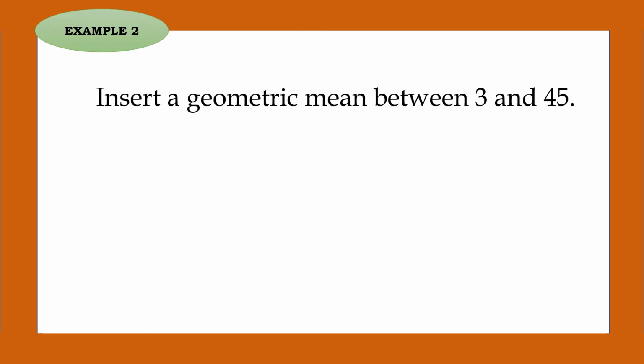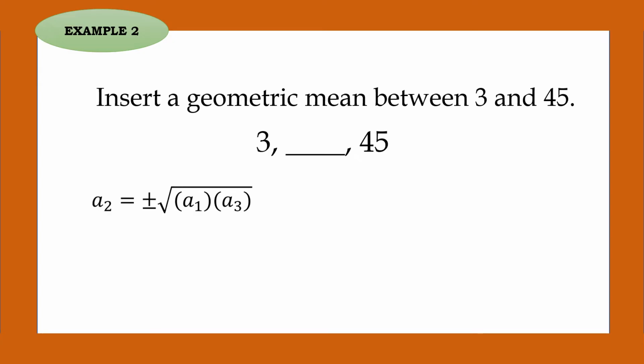Let us deal with the second example. Insert a geometric mean between 3 and 45. So in order to obtain the geometric mean, we just need to use the formula a sub 2 equals positive or negative square root of the first term times the third term. We just need to substitute the values of the first term and the third term, and that is positive or negative square root of 3 times 45.